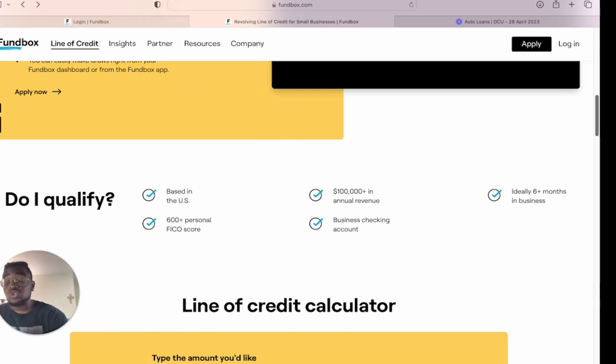First, you want to know, do you qualify? So to qualify, you have to be based in the United States. You have to have at least a 600 personal FICO score, $100,000 in annual revenue, a business checking account, and you want to ideally be 6 months in business. So if you have a business less than 2 years, this is one of those lines of credit that you can go for, because most lines of credit, you have to be minimum 2 years.